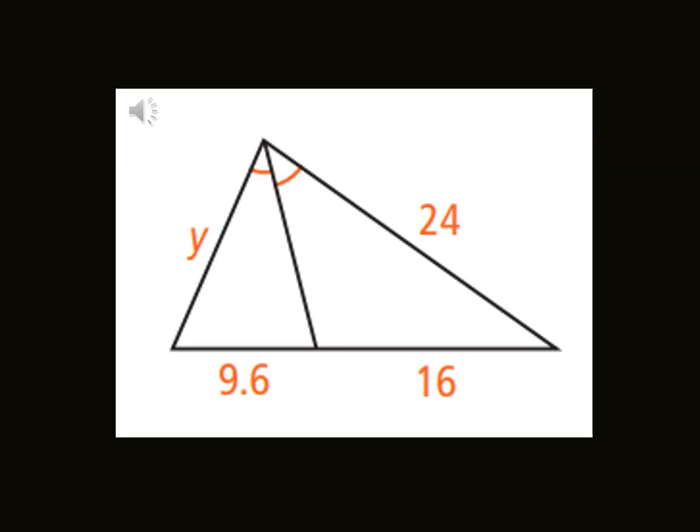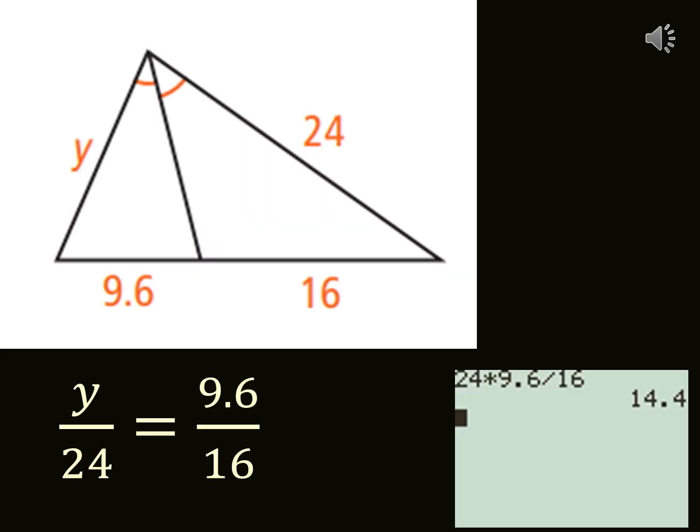Here's one more similar problem. And again, you might want to pause the video and see if you can set up and solve this one. And you can see I made a proportion with y over 24 from the sides of the triangle, 9.6 over 16 from the bottom. I cross multiply, and our answer is 14.4.